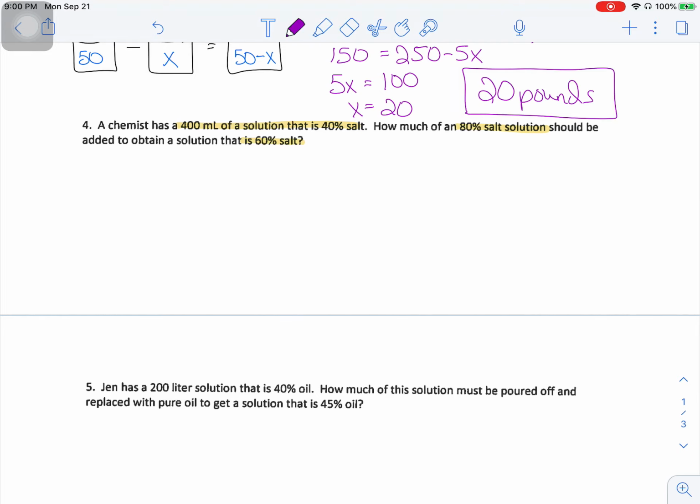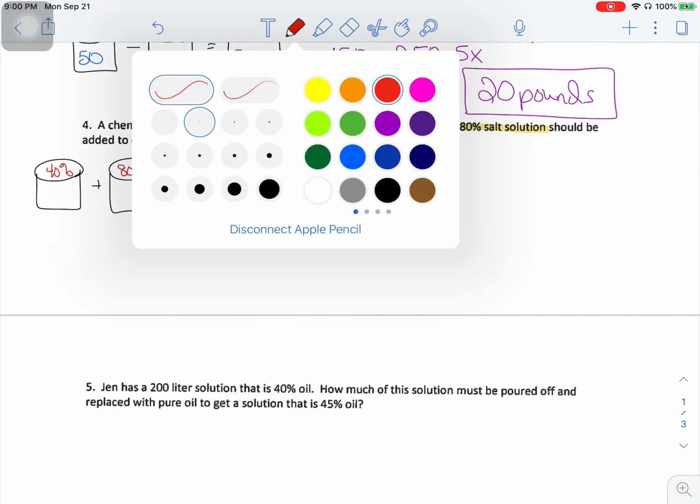All right, I'm going to do my usual. This is what I am starting with. We're going to add something to it to create some form of a final product. So what are we starting with? We are starting with a 40% salt solution. We are adding an 80% salt solution to create a 60% salt solution.